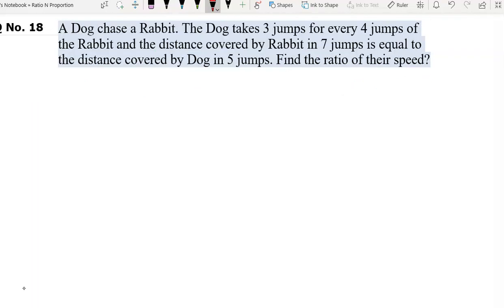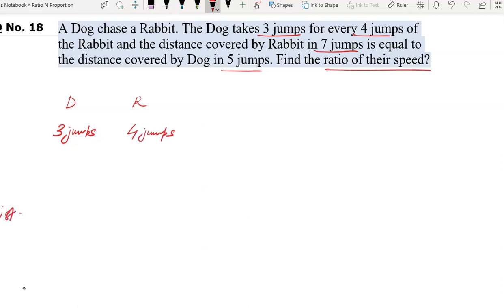Question number 18. A dog chases a rabbit. The dog takes 3 jumps for every 4 jumps of the rabbit, and the distance covered by rabbit in 7 jumps is equal to the distance covered by dog in 5 jumps. Find the ratio of their speed. So in this question, we have a dog and a rabbit. The dog takes 3 jumps and the rabbit takes 4 jumps.